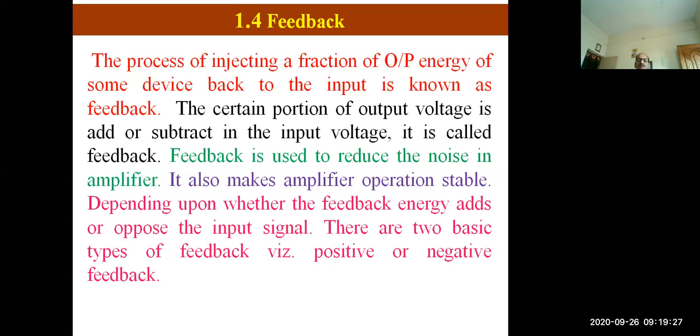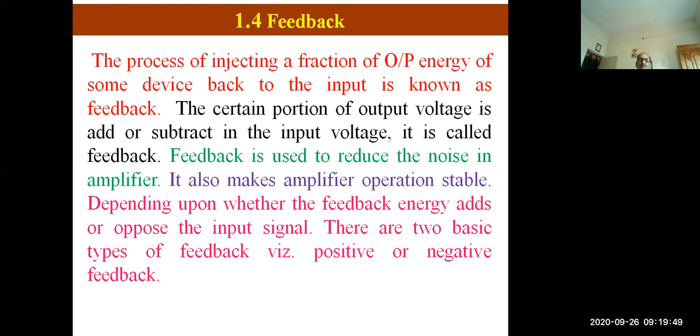We can inject a fraction of output energy of some device, and it is given back to the input, known as feedback. Sir, हे तर definition अवघडच वाटते आहे.